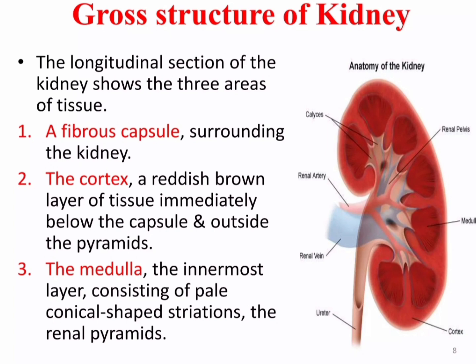Outside the pyramids, and just below the capsule, is the cortex. It is a reddish brown in color. The medulla, the innermost layer, consists of pale conical-shaped striations called renal pyramids.